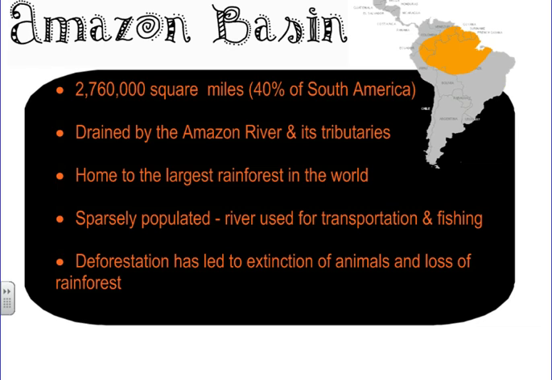The Amazon Basin is drained by the Amazon River, which crosses through this region, and the tributaries that are part of that river system. The Amazon Basin is home to the largest rainforest in the world, and therefore it's very sparsely populated. The Amazon River is used mainly for transportation to get across the continent and as a fishing resource. Finally, in the Amazon Basin, deforestation is a big problem. People are cutting down trees, and that's causing problems for animals and losing part of our rainforest.